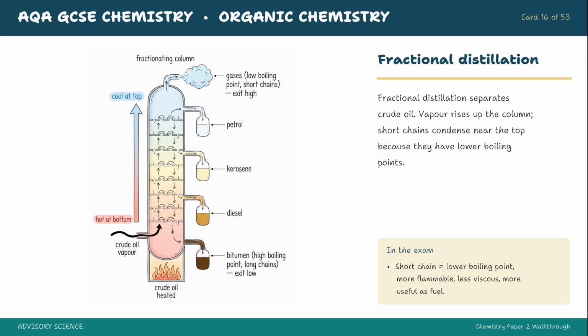In the exam, the key idea is that hydrocarbons are separated by their boiling points, and boiling point depends on the length of the carbon chain. Useful fractions include petrol, kerosene for jet fuel, diesel, and bitumen for road surfaces.